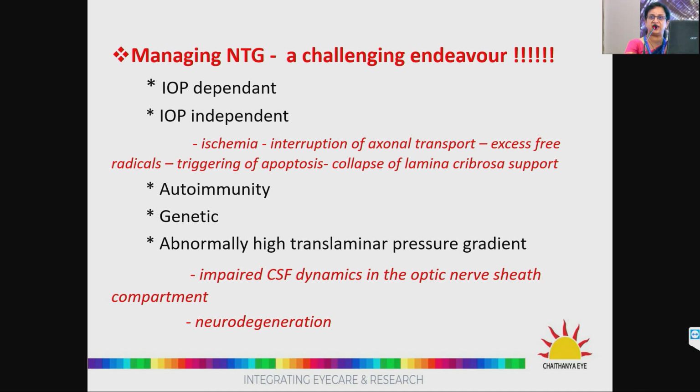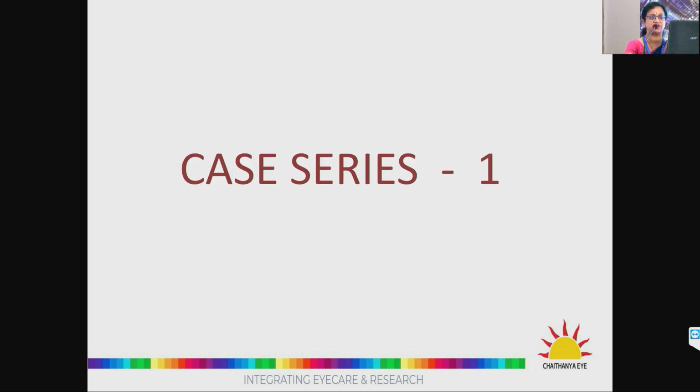Diagnosing and managing NTG is indeed a challenge, especially because IOP is at the lower end of the spectrum. And I feel that unless definite genes are identified for NTG, or the pathophysiology of NTG is better understood, we can still consider NTG as a subset of primary open angle glaucoma. In the next few minutes, I shall take you through a few case scenarios wherein I'll bring forth the dilemmas encountered in the management of NTG.